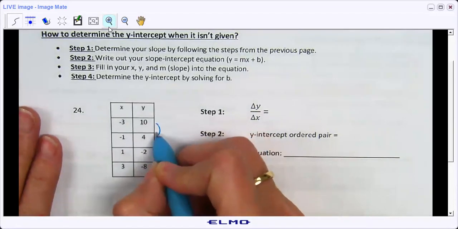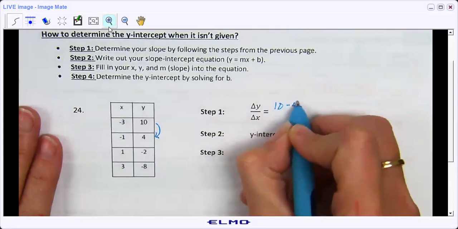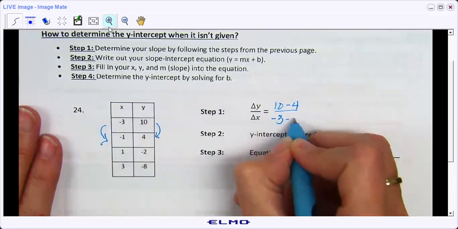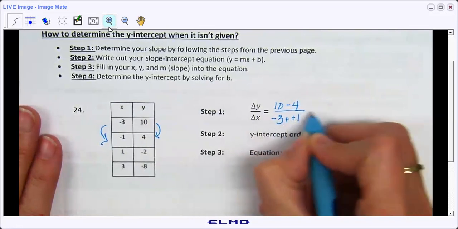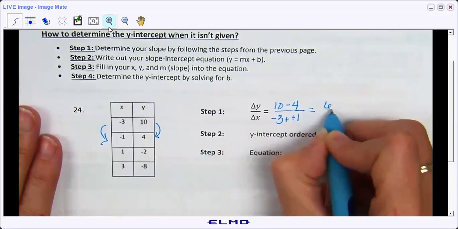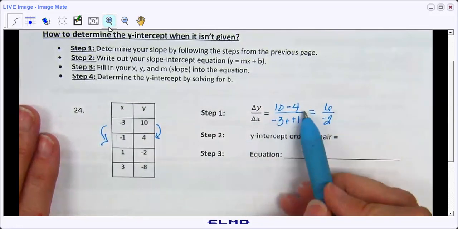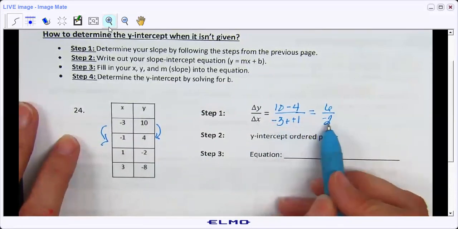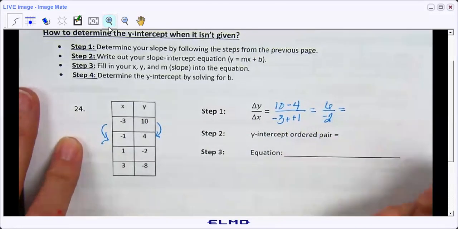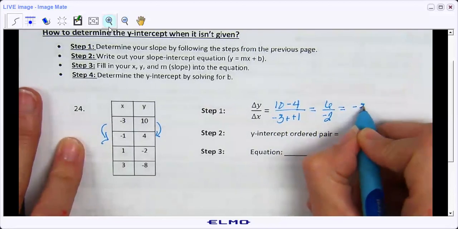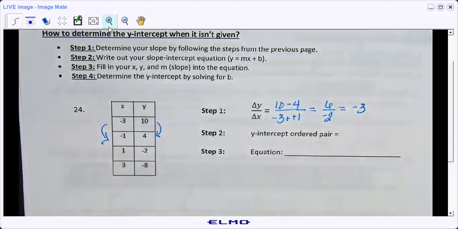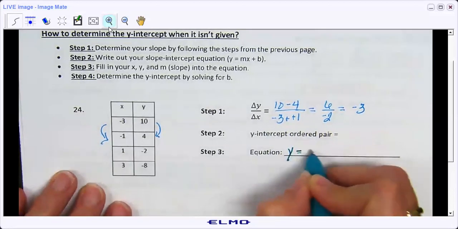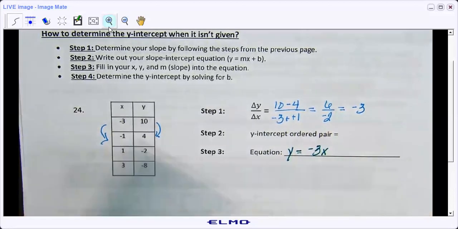We take 10 minus 4 and -3 minus a -1, which becomes -3 plus 1. So 10 minus 4 is 6. -3 minus a -1 is a -2. 6 divided by -2 is a -3. So we have the start of our equation. We know that it is going to be y equals -3x plus something, right?